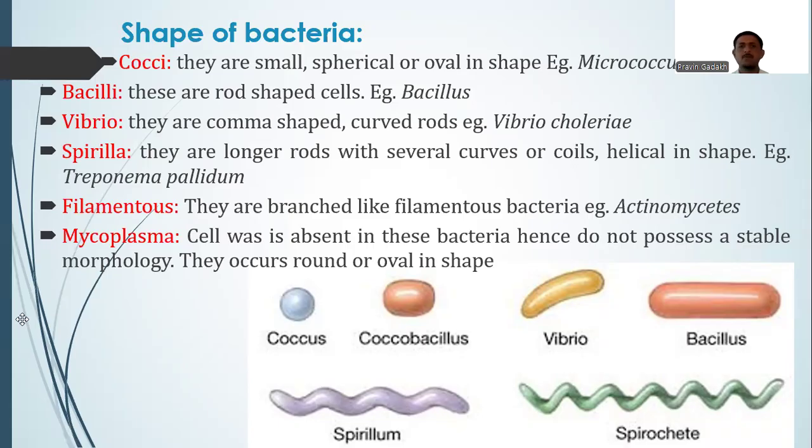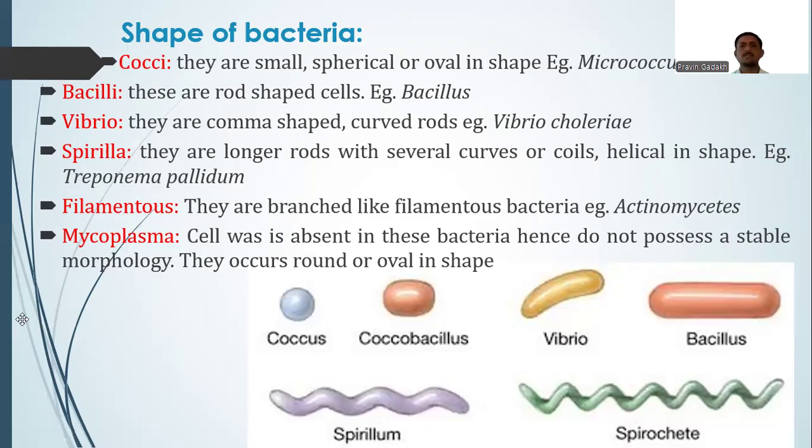So what do you mean by cocci? When we observe the bacterial cell, they are small, spherical, or oval in shape. So that bacterial cell we can call nothing but the cocci shape of that particular organism. For example, on the cocci shape we can observe Micrococcus type of bacterial cell when we stain and observe under the microscope. So Micrococcus can always be observed in a cocci shape.